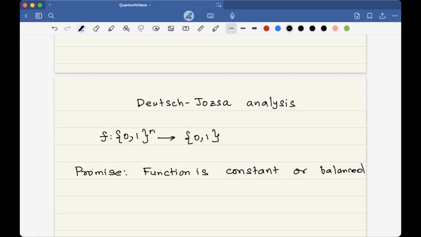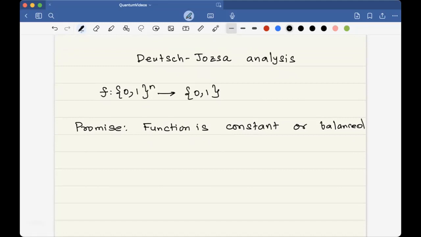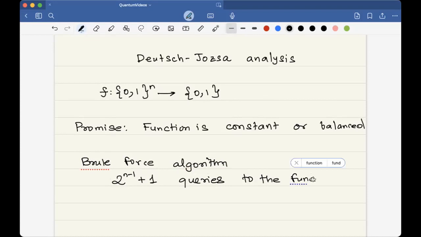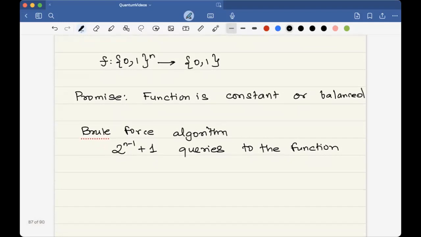Now, the brute force classical algorithm to make the distinction between whether the function is constant or balanced requires 2^(n-1) plus 1 queries to the function to distinguish between these two possibilities, right? And we know that the Deutsch-Jozsa quantum circuit requires just one run, so one query. So it seems that we have created an exponential gap between the quantum and classical case. However, that is not quite the case.